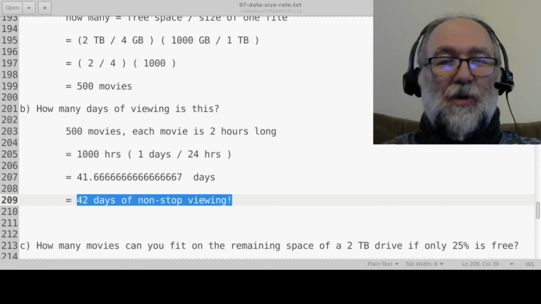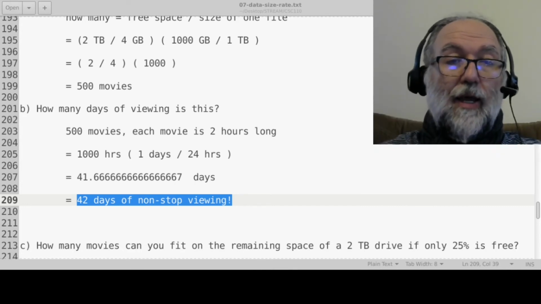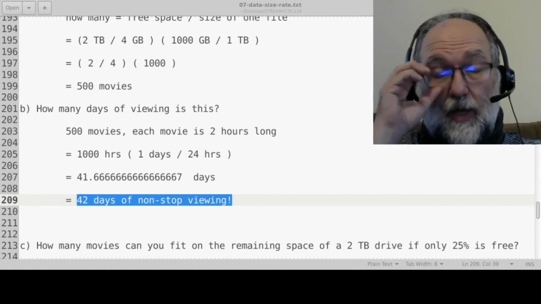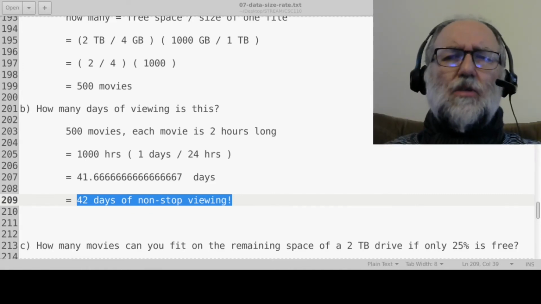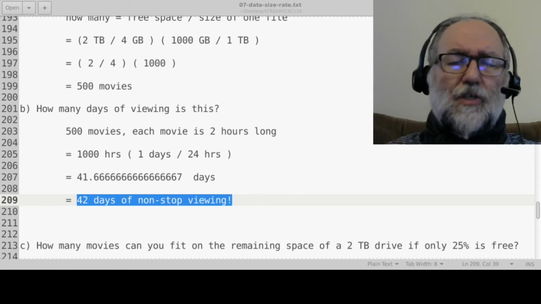But we're just going to watch one movie after another, and those 500 movies would turn out to be like 1,000 hours, and 1,000 hours is like 42 days of nonstop viewing. That gives you a sense that there's an awful lot of information on that 2 terabyte drive. It would probably cover all the lectures that you would ever attend at Duval College.